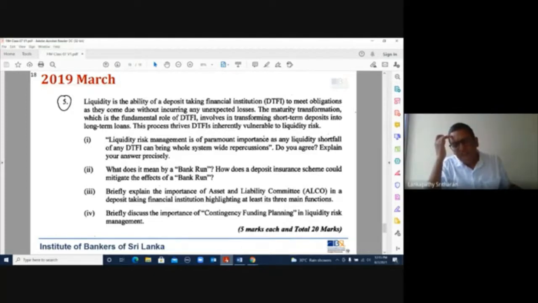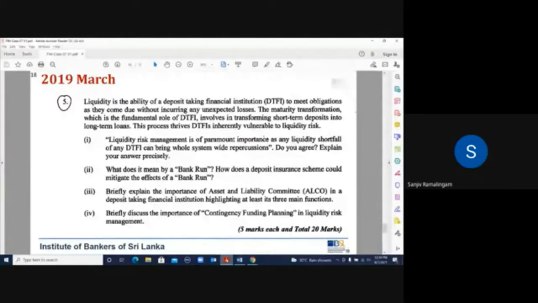Briefly discuss the importance of contingency funding plan in liquidity risk management. What is the meaning of contingency funding plan? I have explained to you in the class, under the liquidity risk mitigations, the contingency funding plan. What is it? Making arrangement with another bank in case one bank runs out of fund.